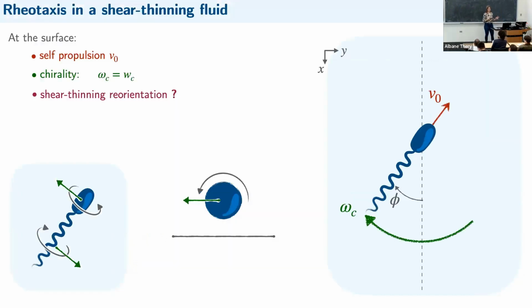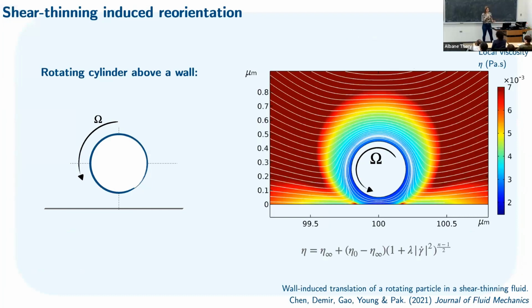Now, the question is, how is that affected in the shear thinning fluid? And the big thing you have to go back to is what happens when you have a sphere or a cylinder that is rotating above a wall in a shear thinning fluid. And it turns out that there was a fairly recent paper, in Ocean Pack's group in 2021, where they looked at simulation of the system. So we redid these simulations.